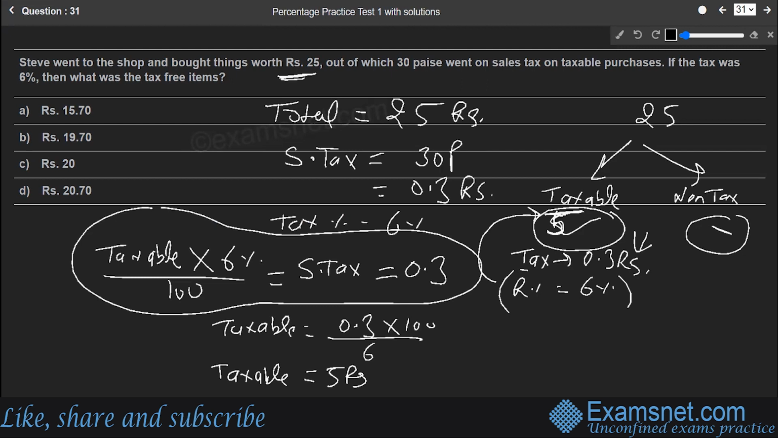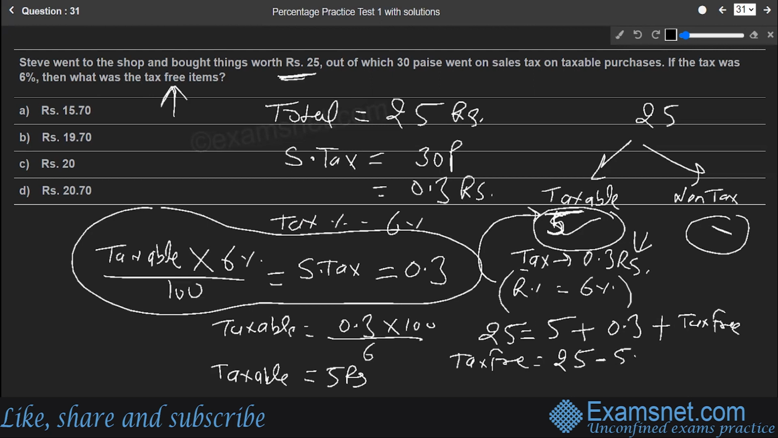Now he is asking what the tax-free items cost, or the non-taxable items cost. So clearly this 25 rupees bill has been constructed by the taxable items price, that is 5 rupees, plus the tax paid, that is 0.3 of a rupee, plus the non-taxable or tax-free items price. So the tax-free item can be found by subtracting the sum of 0.3 and 5 from 25, that is 25 minus 5.3, which gives us a value of rupees 19.70. So that is the tax-free items price, 19.70. Let's see where it is available. It is available in option number B, which becomes the right answer.